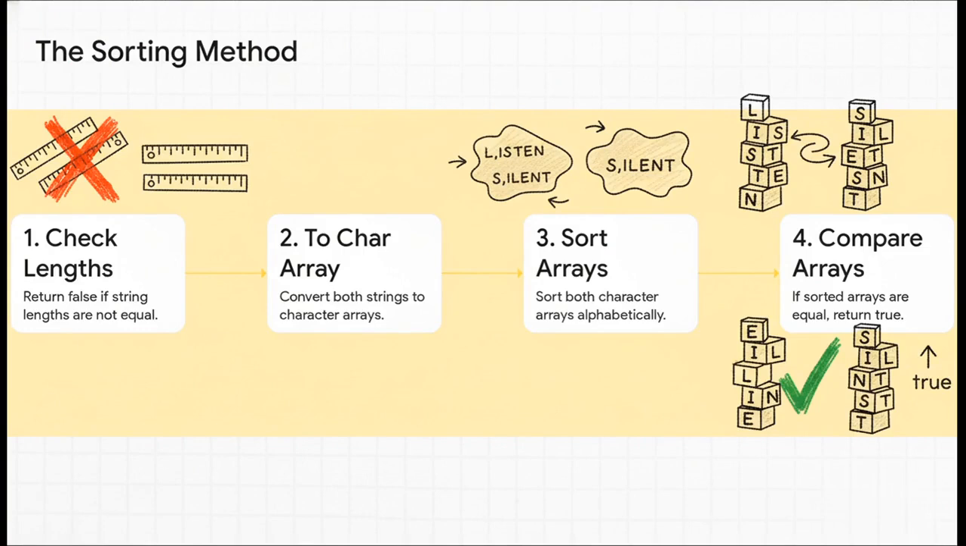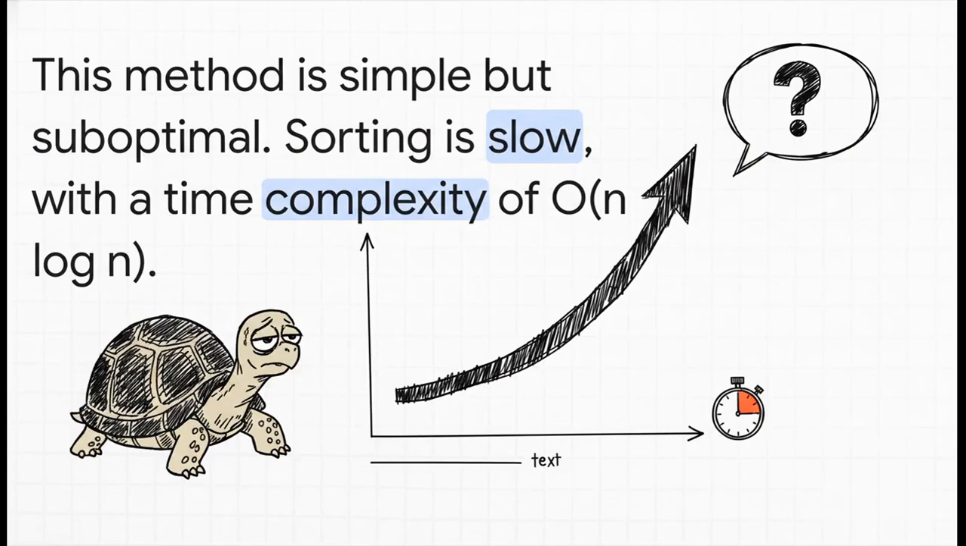If the words have different lengths, no way they can be anagrams. Done. Then you just sort the letters of each word. If they're anagrams, they should end up looking exactly the same, right? Listen becomes E-I-L-N-S, and silent also becomes E-I-L-N-S. Bam, it works. But, and this is a big but, here's the catch.